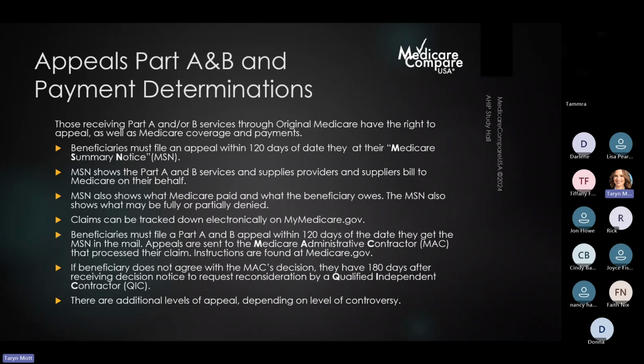Appeals are sent to the Medicare Administrative Contractor, the MAC, that processed their claim. Instructions are found at medicare.gov. If the beneficiary does not agree with the MAC's decision, they have 180 days after receiving the decision, which is also on the test, to request reconsideration by a Qualified Independent Contractor, known as the QIC. Again, I will send you all this. There are additional levels of appeal depending on the level of controversy.